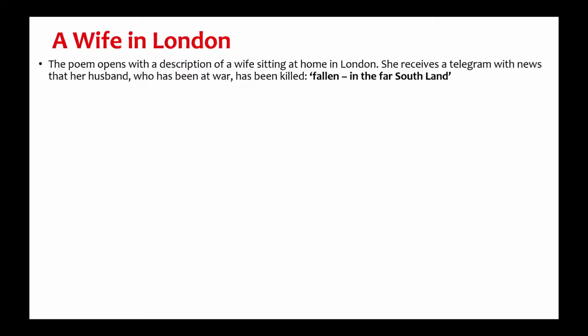The first half of the poem, the tragedy, begins with a description of the wife sitting at home in London. She receives a telegram with the news that her husband, who has been in conflict in the Boer War, has been killed. As it says here, fallen in the south, in the far south land. Notice the use of euphemistic language here. Not killed, not shot. Not died, but fallen, to make it seem that little bit softer. And the far south land is a reference to South Africa.